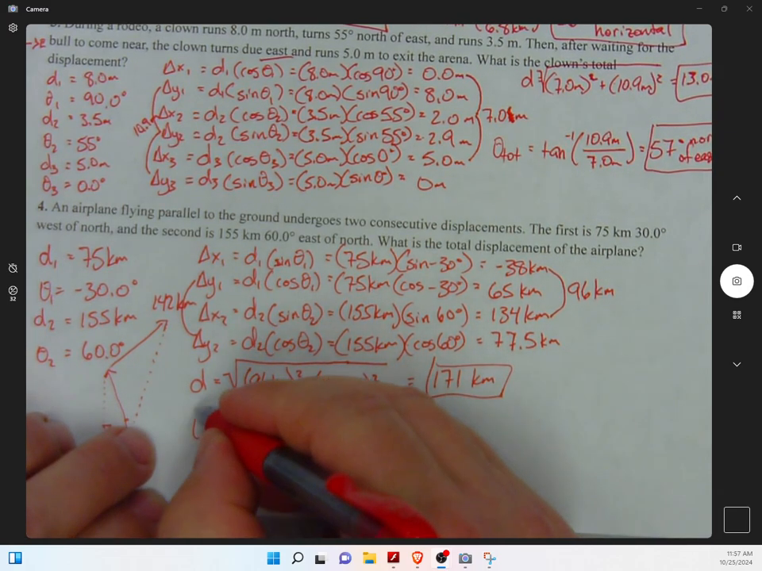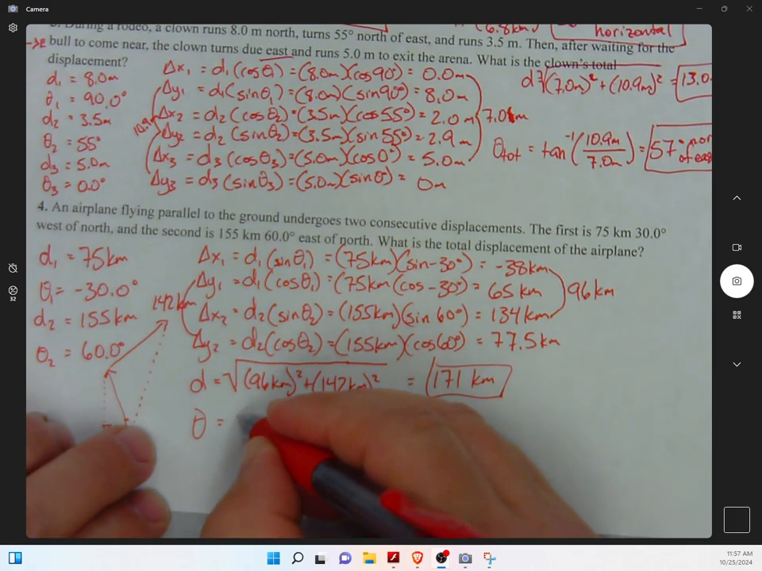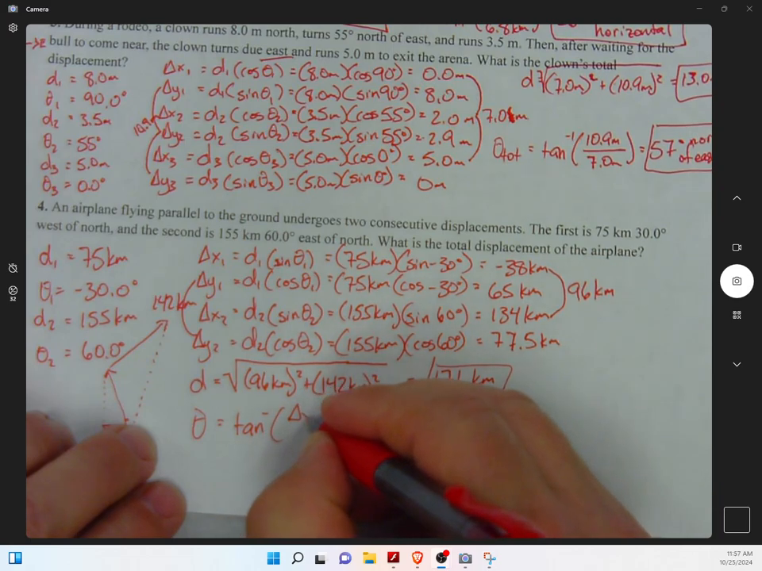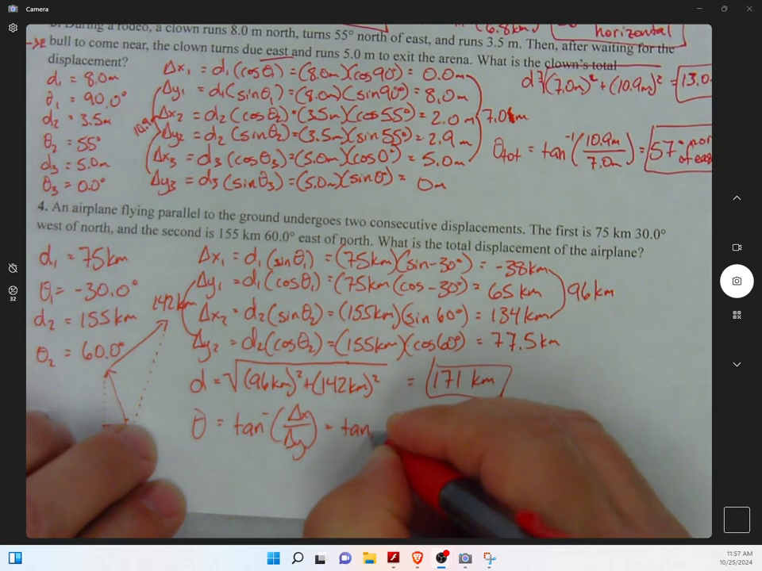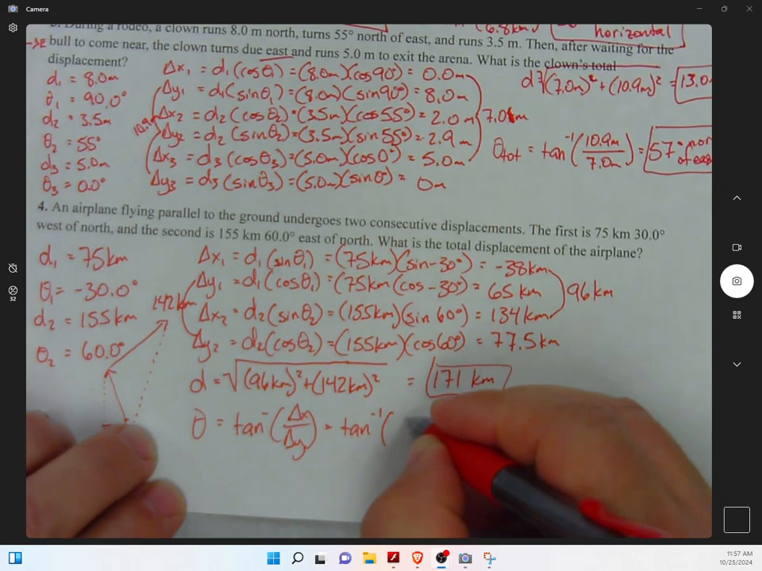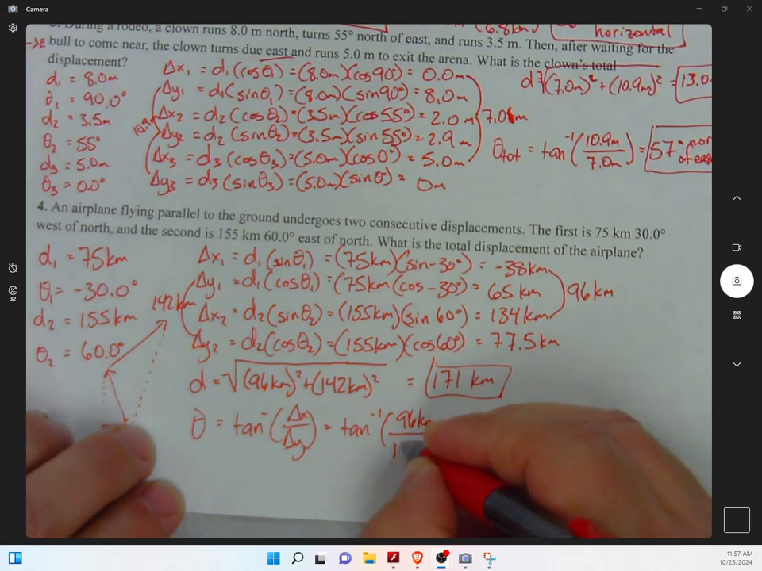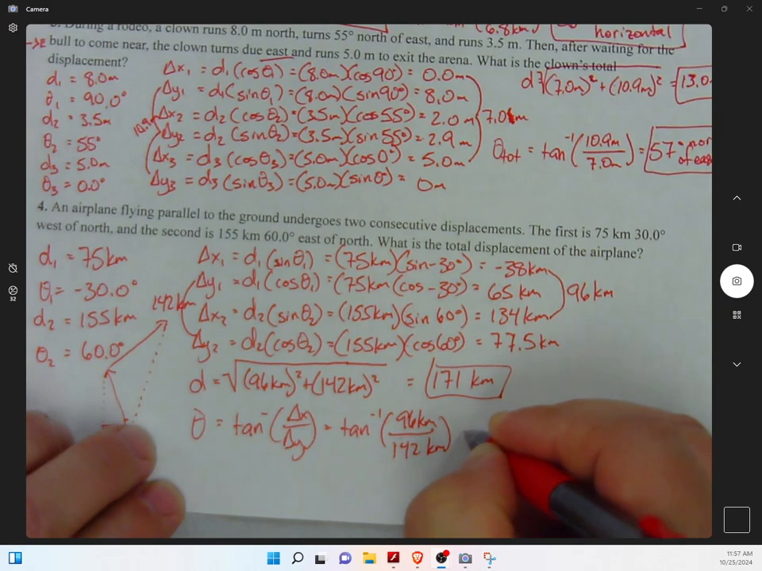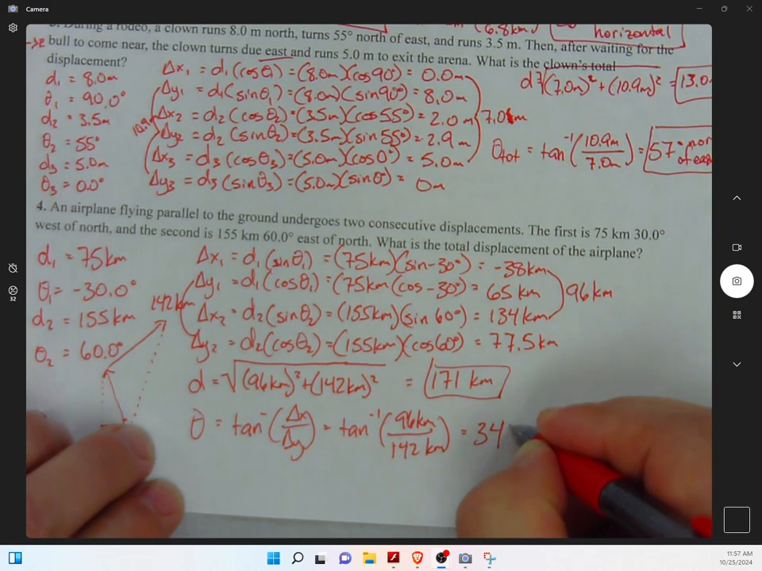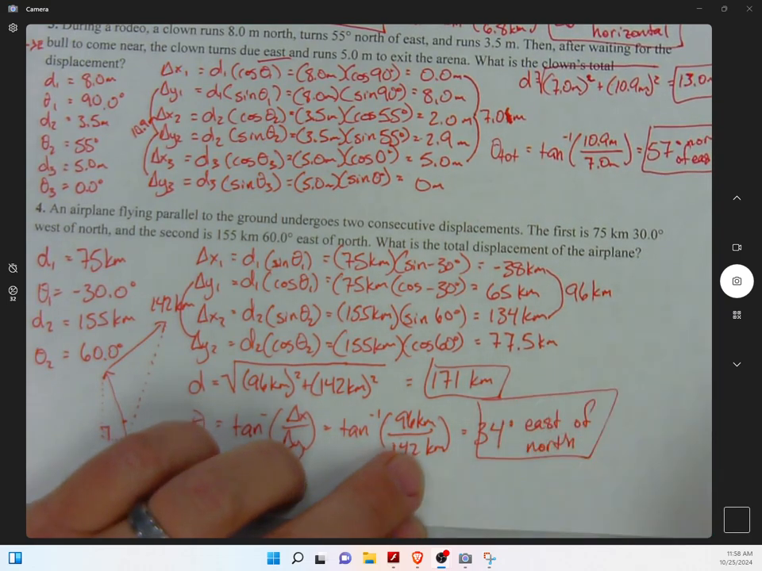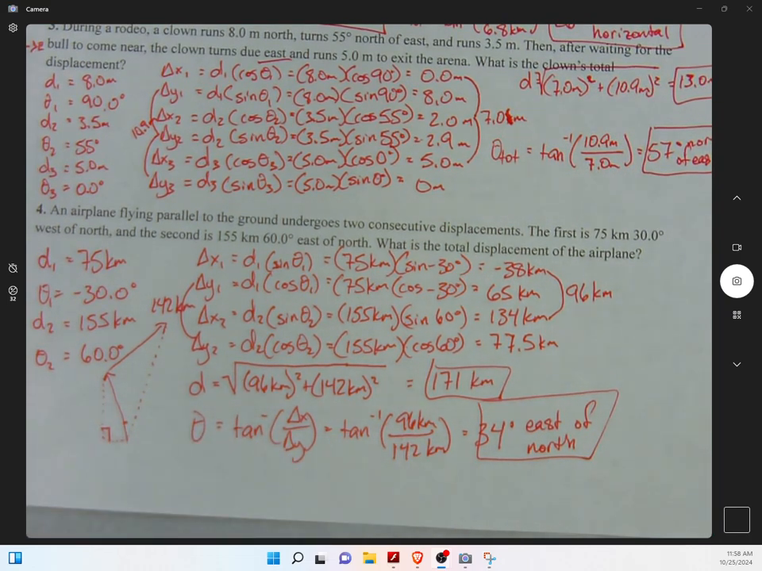But for the angle, take the inverse tangent. In this case it's going to be delta x over delta y. So tangent inverse of 96 kilometers over 142, 34 degrees east of north. Box out my answer, and we're done with the homework.